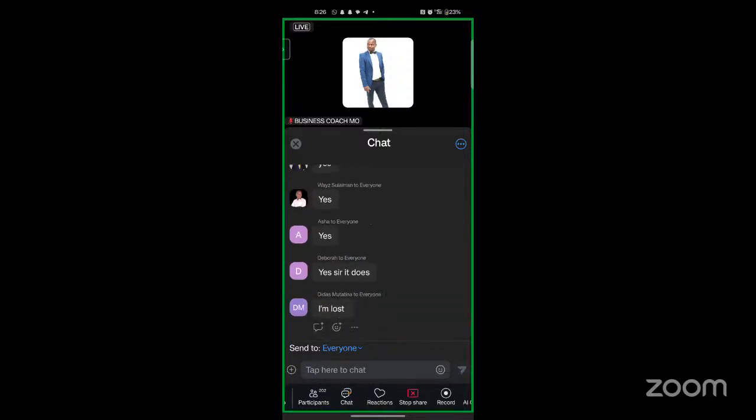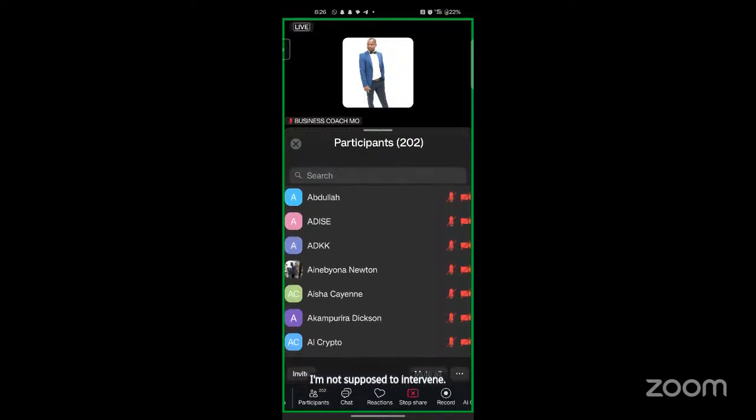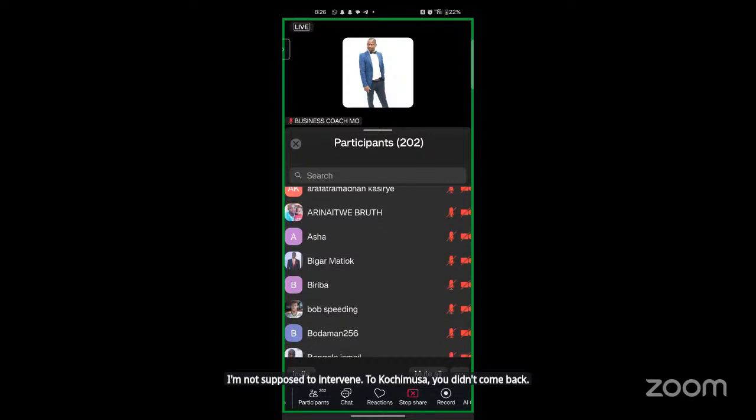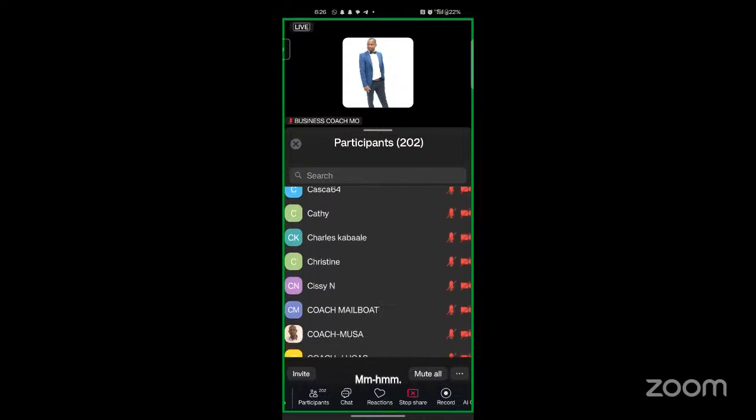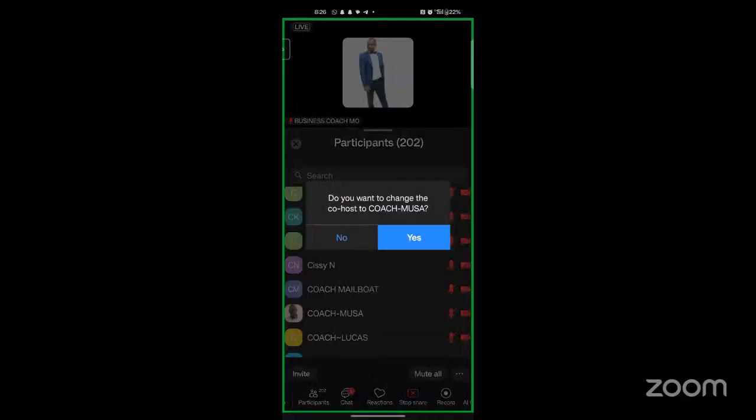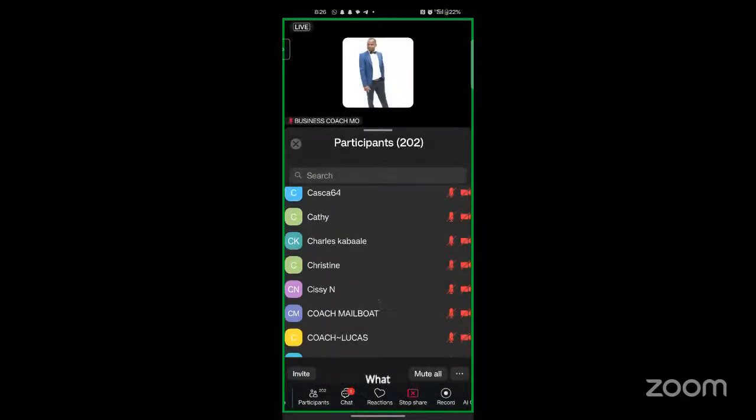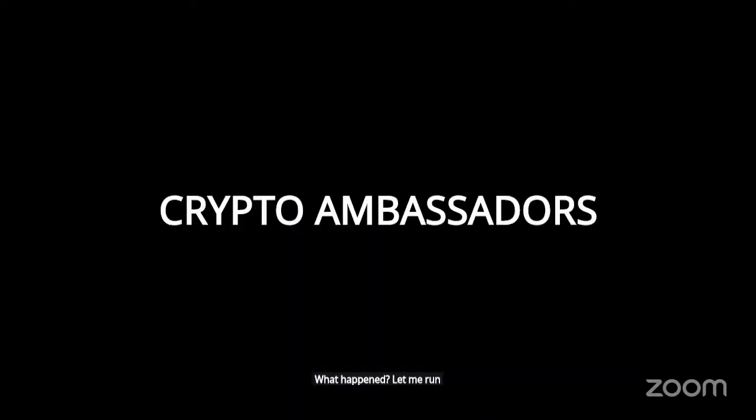I'm not supposed to intervene. So, Coach Musa, you didn't come back. Hey. Coach Musa, you did not come back, my brother. What happened? Also, you agreed with Coach Mopiwa, he also kept quiet. Yet we agreed when you come back, he tells me, so he has been silent. Back to you, Coach Musa. So, Coach Mopiwa kept quiet. He has just arrived. Ask him.